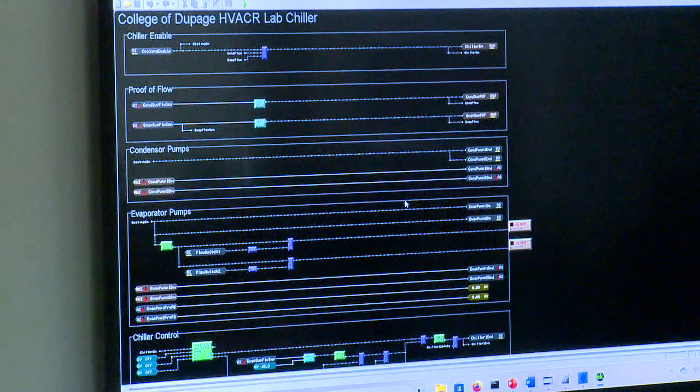So does anybody have an example type of troubleshooting lab or experience they have from their college?